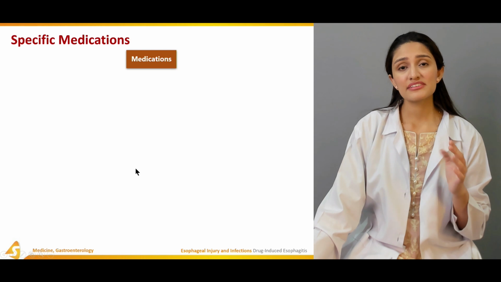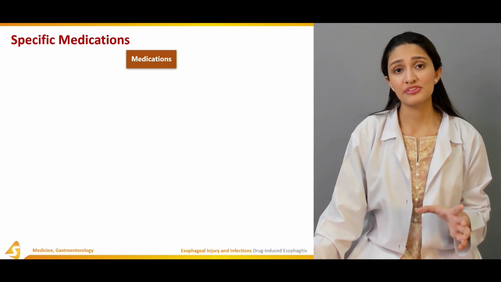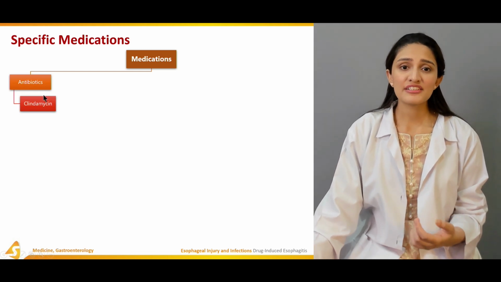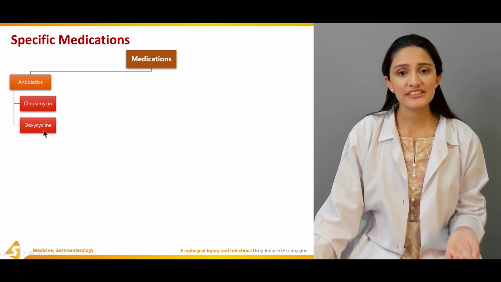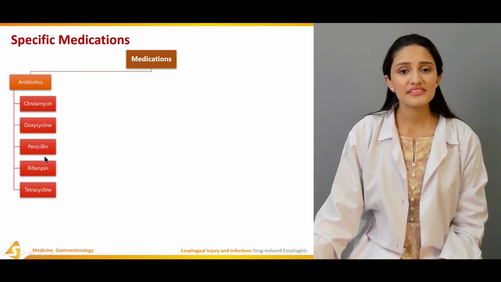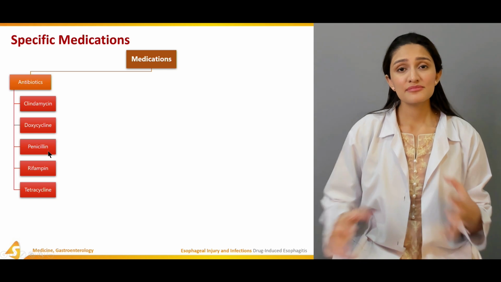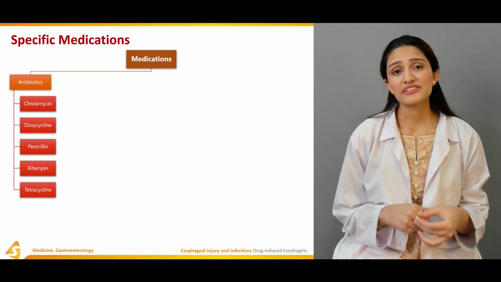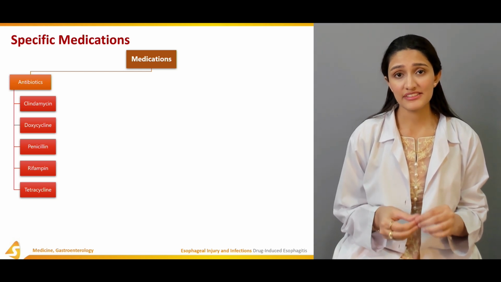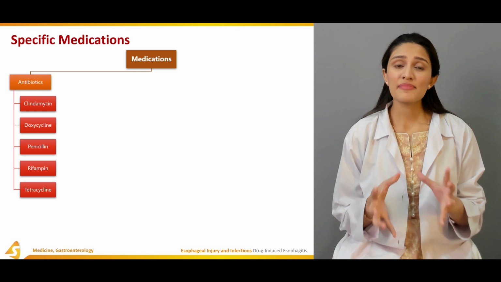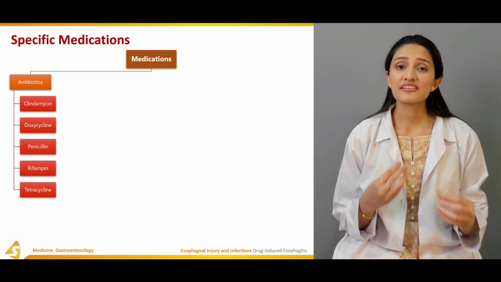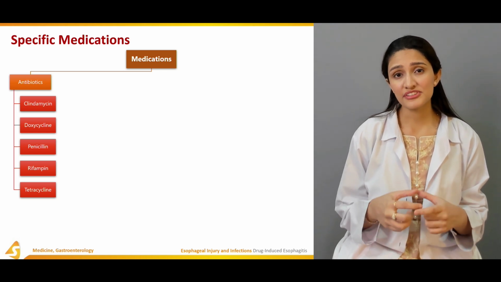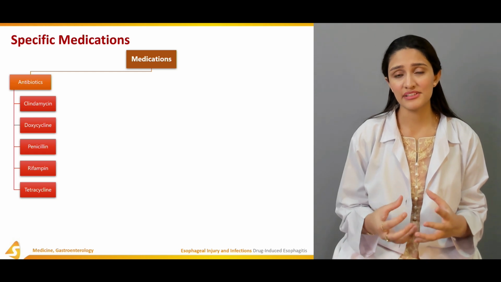So if we talk about the different medications that are involved in drug-induced esophagitis, firstly, there are the antibiotics, including clindamycin, doxycycline, penicillin, rifampicin, and tetracycline. These antibiotics are the most common medications that cause drug-induced esophagitis. If you see through an endoscope, the ulcers caused by antibiotics are usually very small and superficial, and they have a burn-like appearance.